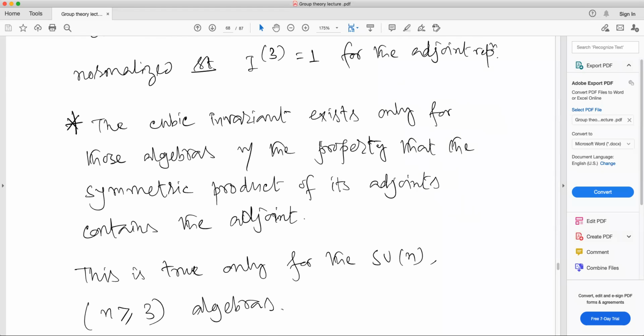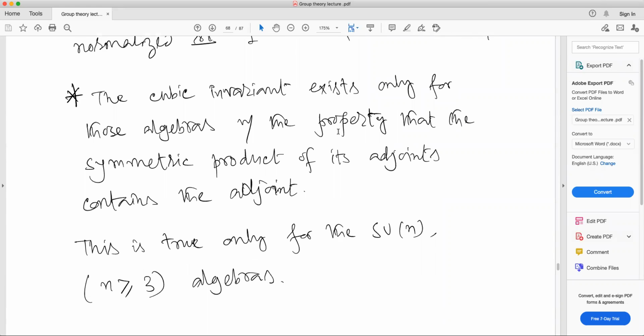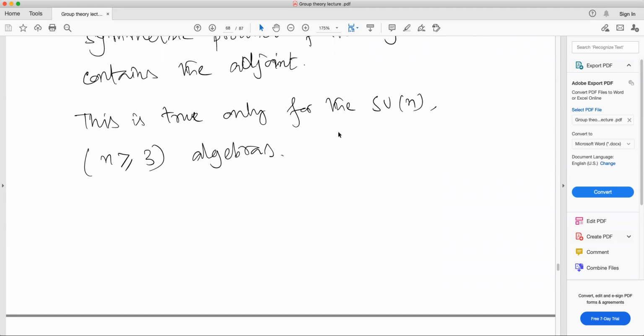Now the cubic invariant exists only for those algebras with the property that the symmetric product of the adjoint contains the adjoint. So for any such algebra, the adjoint representation is, let's say, D, and then if you compute D cross D and look into the symmetric part of this product, it contains another D. Then for them only, a cubic invariant will exist. And this is true only for SU(N) where N is greater than or equal to 3, all those algebras like SU(3), SU(4), SU(5), and so on.